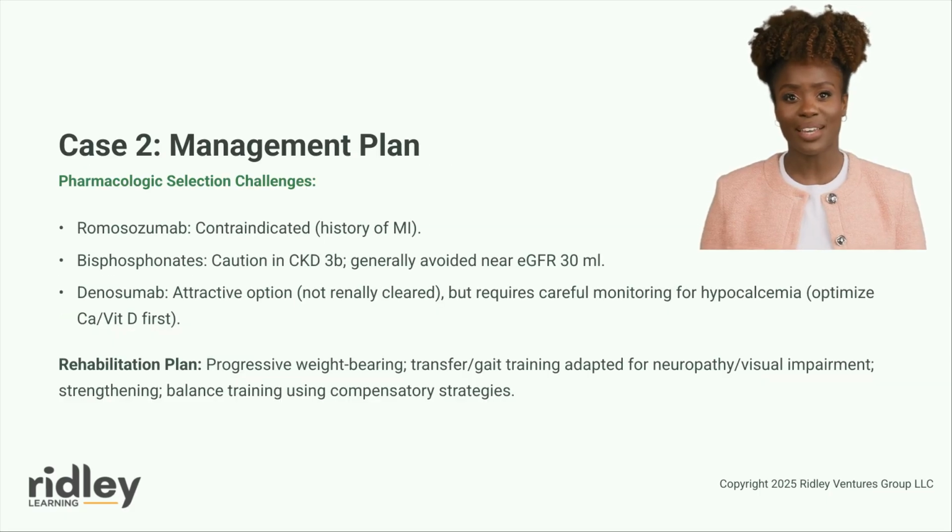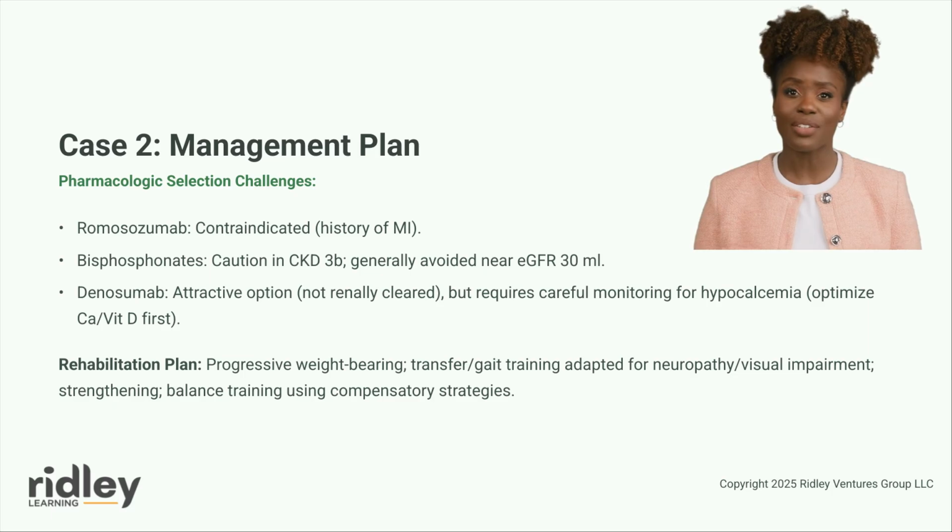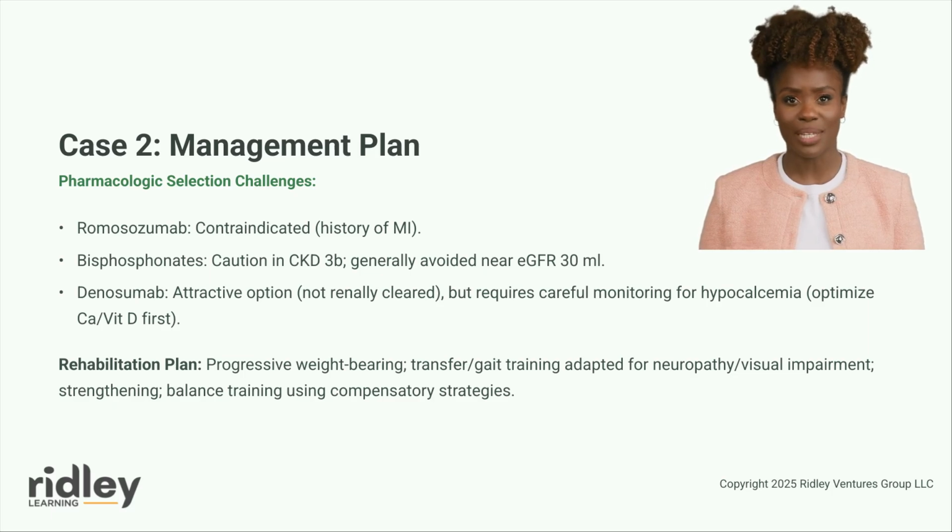Pharmacologic agent selection in this patient requires careful consideration of multiple factors. Romosozumab is contraindicated given his history of myocardial infarction within the past 3 years. Bisphosphonates require caution in CKD stage 3B, where they may be used with dose adjustment and monitoring, but are generally avoided when eGFR approaches 30 milliliters per minute.